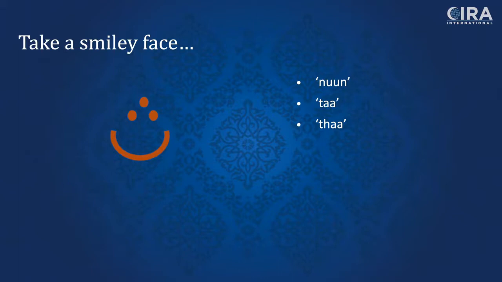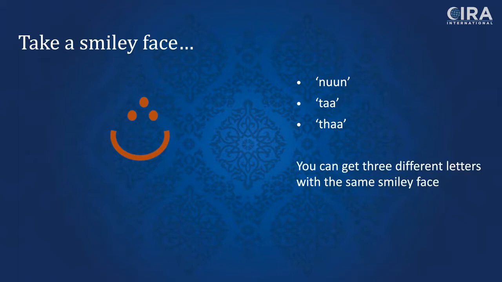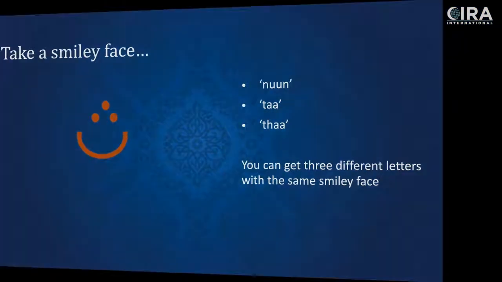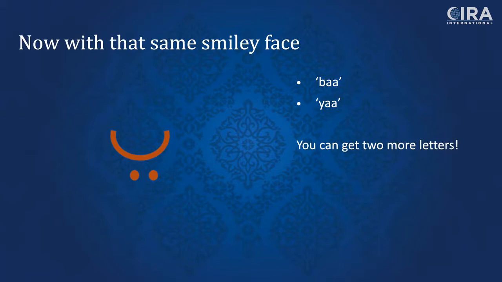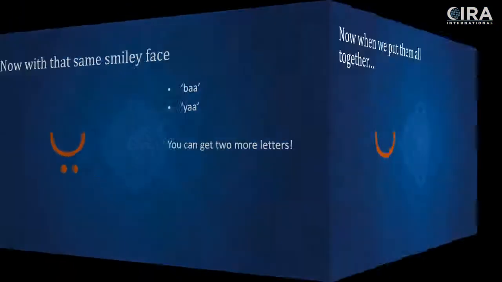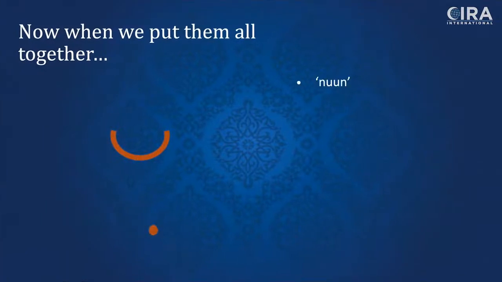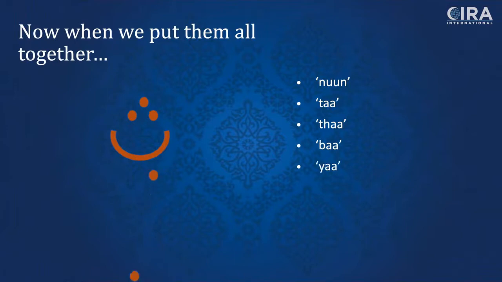That's right. But it's more than that. You can actually get more than that. Let's take that same smiley face, and now let's put 1 dot below it. That's ba, which is like the B. 2 dots? Like the Y, for instance. So here you can get 2 more letters with that same smiley face. So really, when you look at them, we'll put them up. The first one, nun, ta, tha, ba, ya. There you get 5 different letters, 5 different dots.